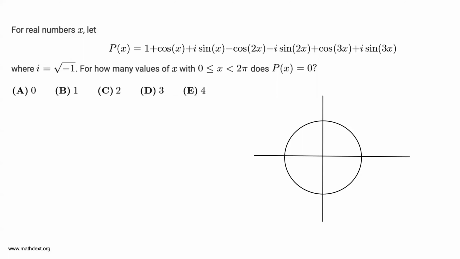For real numbers x, let p of x equal 1 plus cosine of x plus i sine of x minus cosine of 2x minus i sine of 2x plus cosine of 3x plus i sine of 3x, where i is equal to the square root of negative 1. For how many values of x with 0 less than or equal to x less than 2 pi does p of x equal 0?